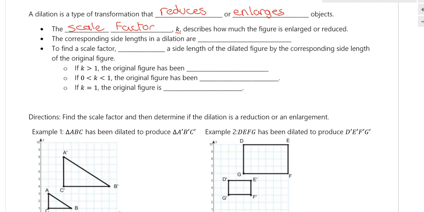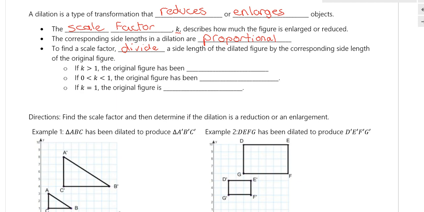The corresponding side lengths in a dilation are what we call proportional, and that's going to come up a lot more in our future targets, not so much in this one. To find a scale factor, you divide a side length of the dilated figure by the corresponding side length of the original figure. Okay? So you divide your image by your pre-image.